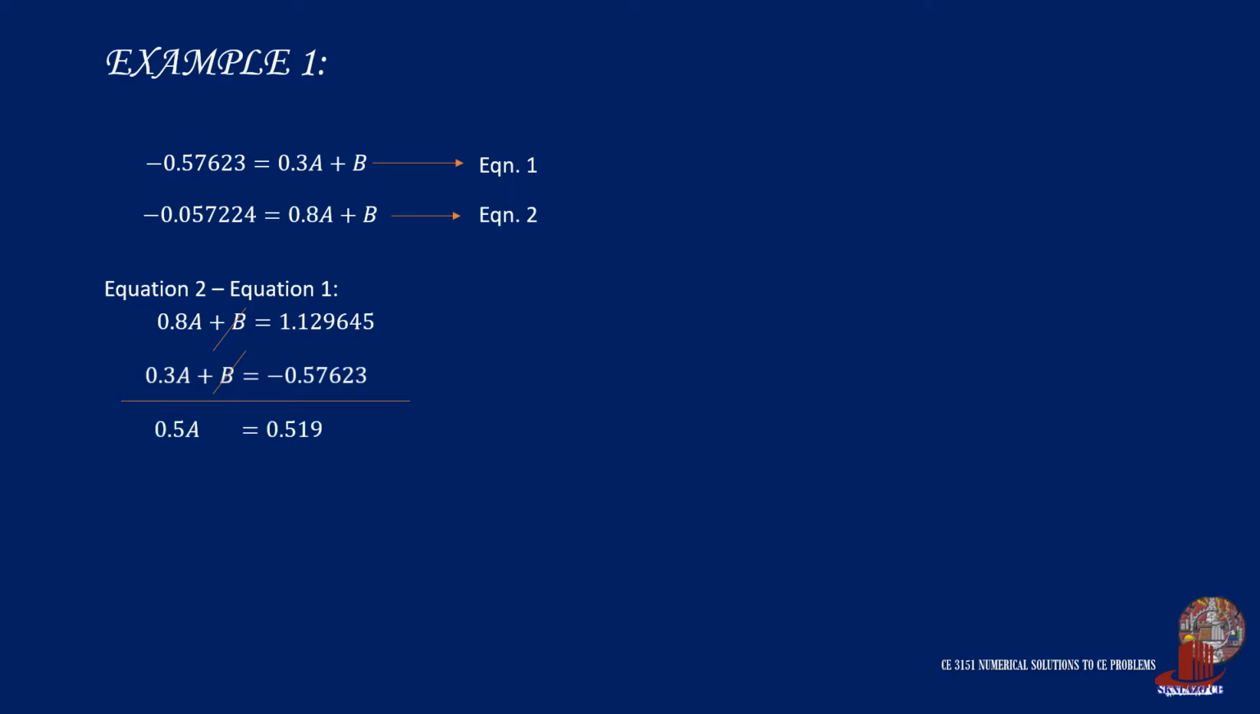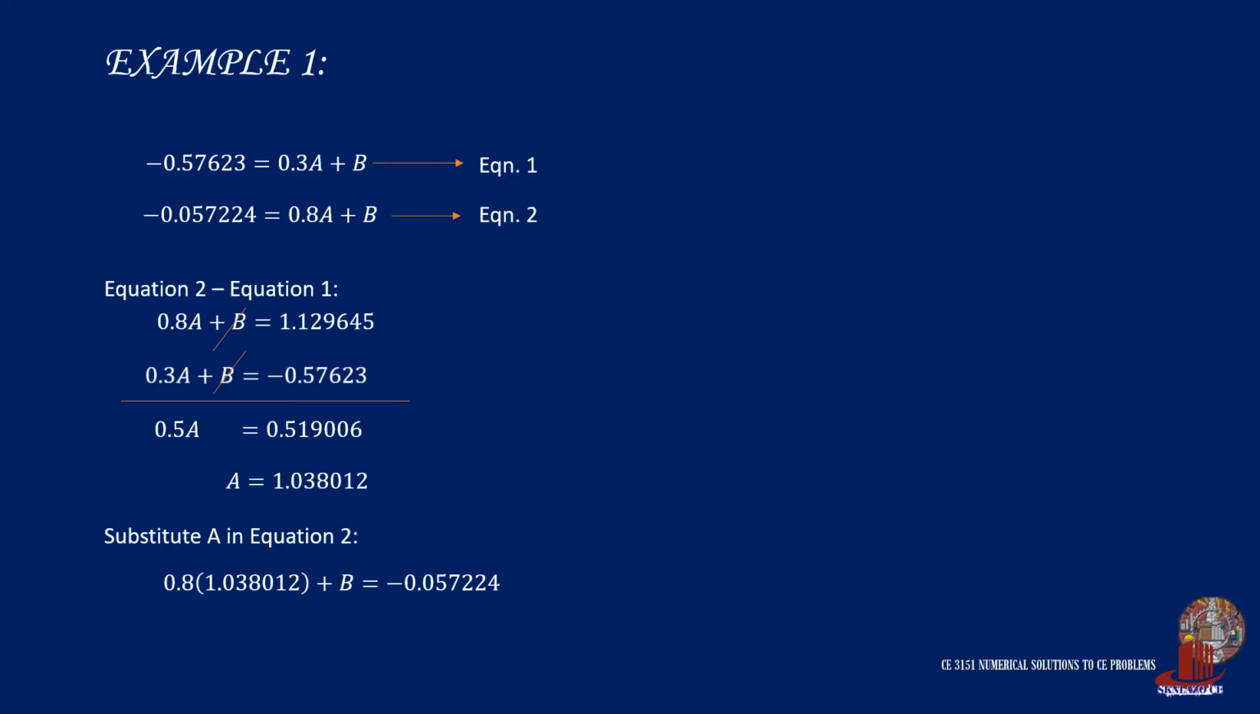Having two equations for the two unknowns, work with elimination to compute for a. Take equation 2 minus equation 1, giving 0.5a is equal to 0.519006. And dividing both sides by 0.5, a is then determined as 1.038012.